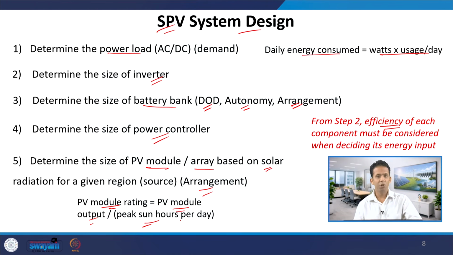Peak sun hours, if not given directly, we can calculate from the given solar radiation. For example, if solar radiation is say 5000 watt hour per square meter, we will divide it by 1000 watt, the standard radiation. Okay, so it will give us 5 hours of peak sun radiation. So based on overall solar radiation, we can calculate the approximate peak sun hours per day.